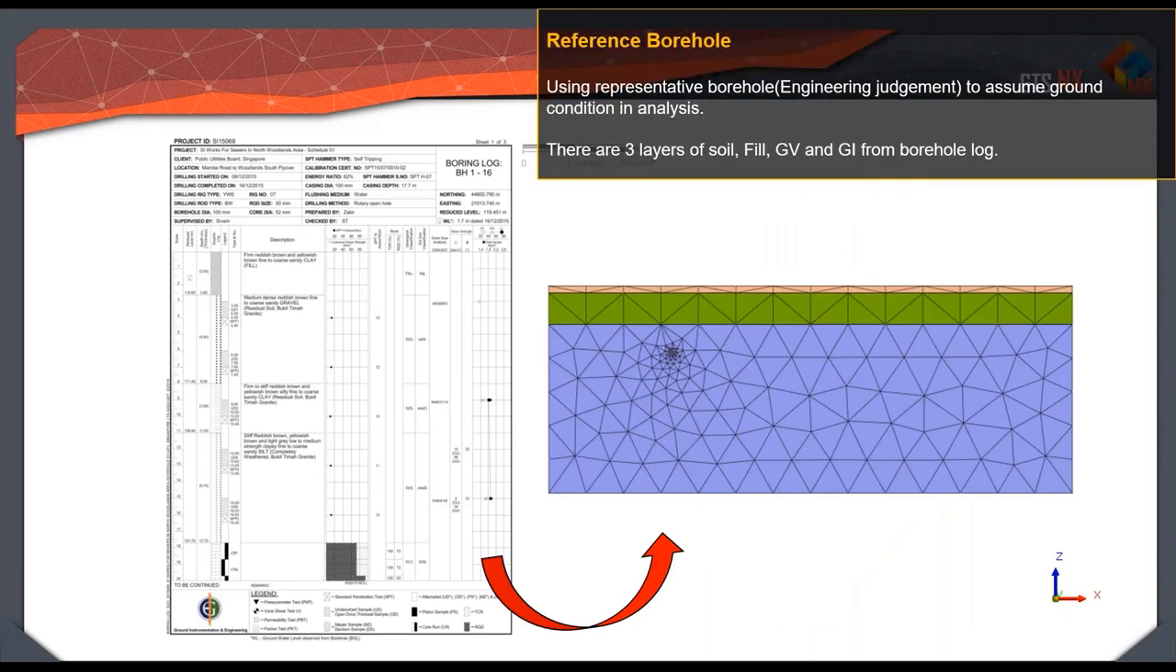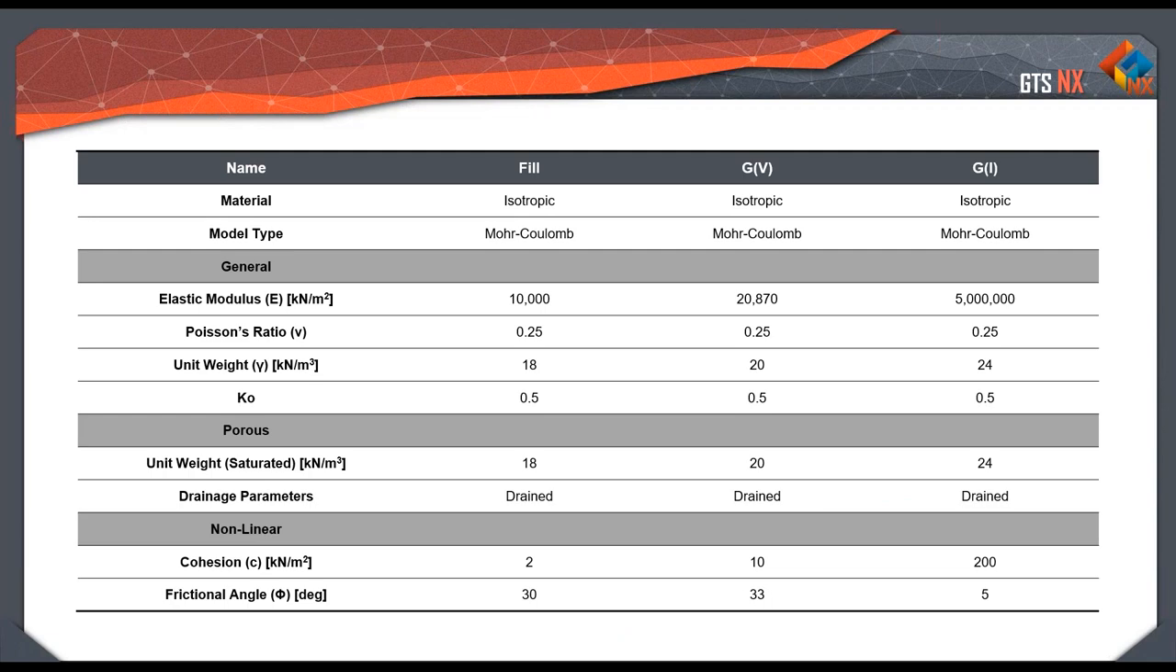There are three layers of soil considered for the ground condition in this analysis. These soil layers are derived from the borehole log data, which is existing borehole log from the soil investigation report. The first layer is assumed as fill, the second is G5, granite 5, and the rest is G1. I'm considering the properties from the GIBR, the ground interpretation baseline report, which is also from the soil investigation report. You can see the soil properties on this screen. The soil material type is Mohr-Coulomb for every soil in this case, and you can see the elastic modulus and friction angle for each soil in this table.